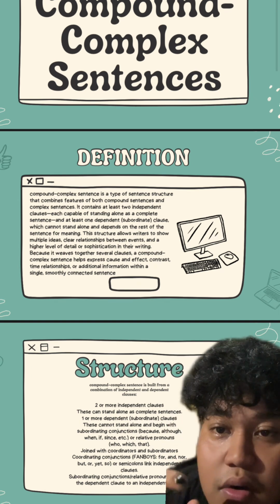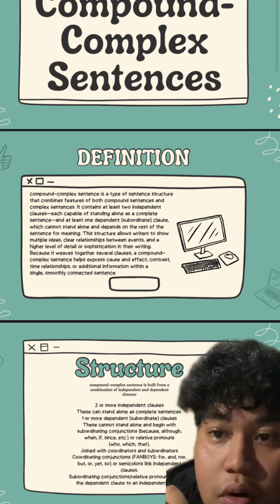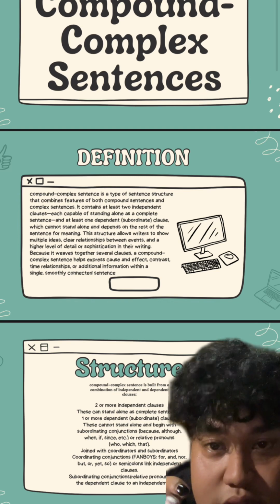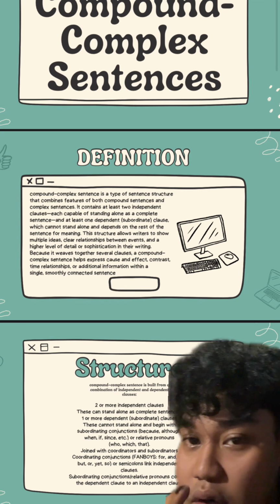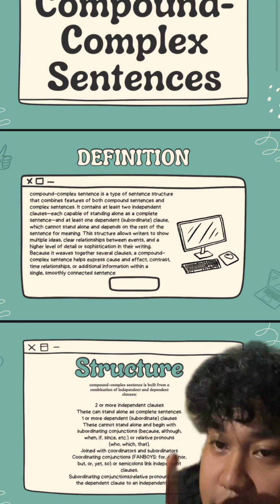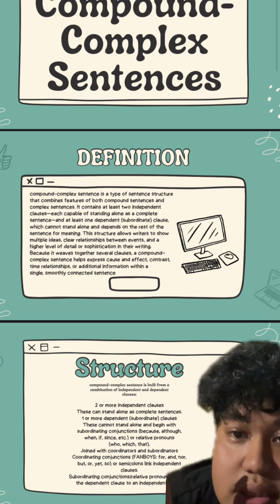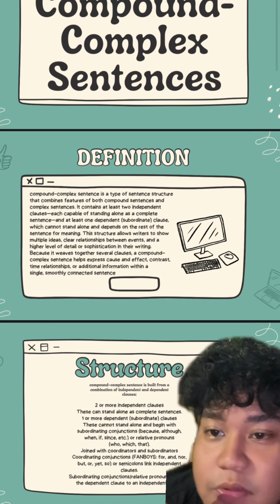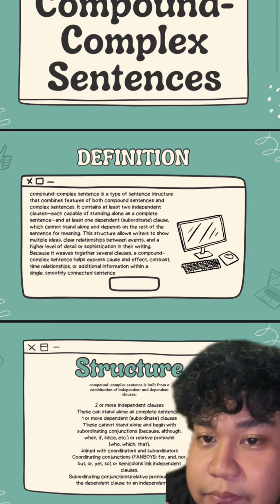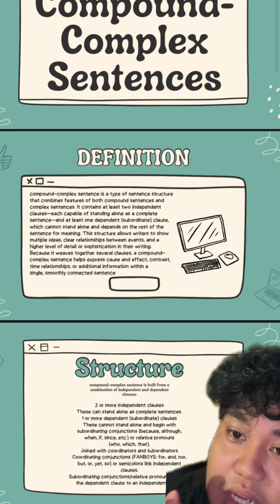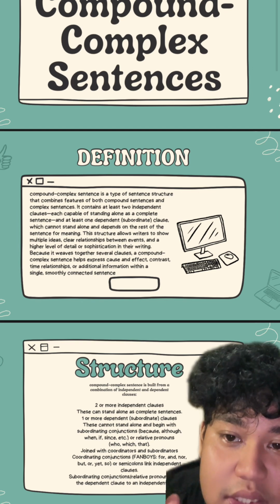Joined with coordination and subordination. Coordinating conjunctions, FANBOYS: for, and, nor, but, or, yet, so, or semicolon-linked independent clauses. Subordinating conjunctions and relative pronouns connect the dependent clauses to an independent clause.